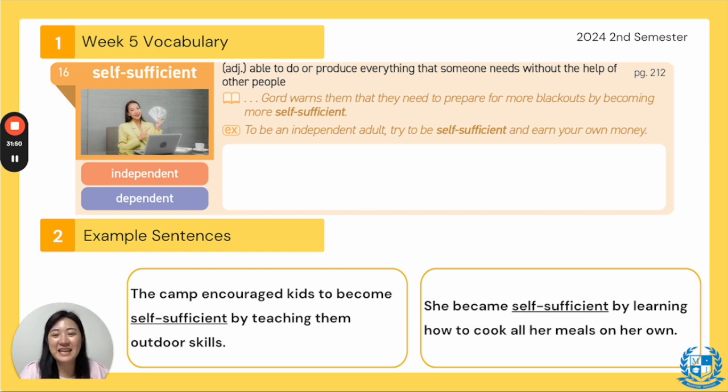Let's look here. It says the camp encouraged kids to become self-sufficient by teaching them outdoor skills. So maybe they're learning how to make a fire, learning how to tie different knots, maybe try to see which berries are poisonous and not poisonous, learning to be self-sufficient. Next one. It says she became self-sufficient by learning how to cook all her meals on her own. So yes, don't have to ask anyone to cook for her, don't have to order food, just cooking by herself. Self-sufficient.